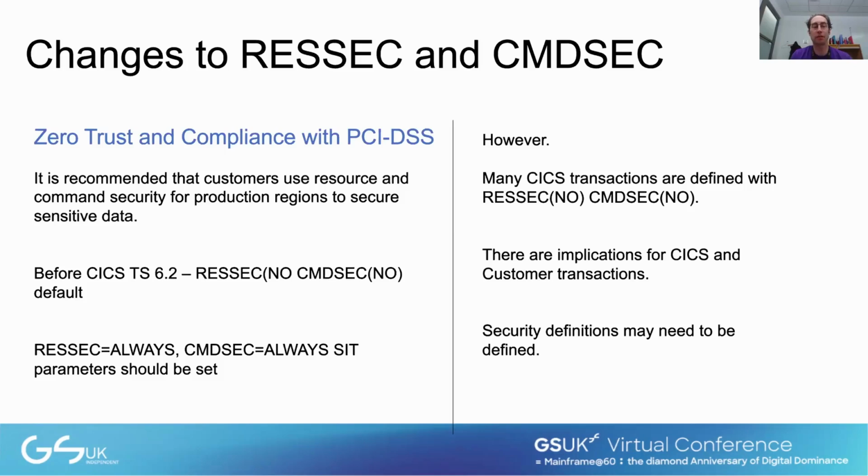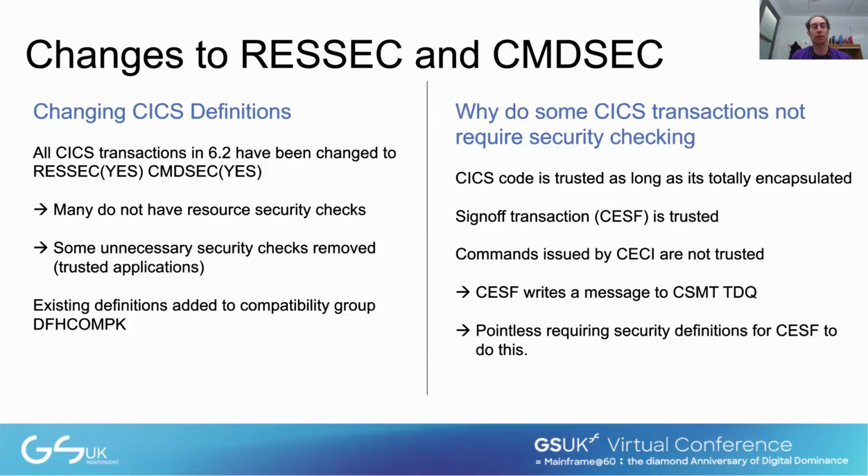So ultimately, we want you to move towards ResSec always, CommandSec always. But that's going to be a big impact on your current transactions, and also on CICS supplied transactions. So we need to do a bit of work ourselves in order to make sure CICS transactions could fit in a ResSec always, CommandSec always environment. So what have we done? We've made all the CICS transactions in 6.2 be ResSec yes, CommandSec yes.